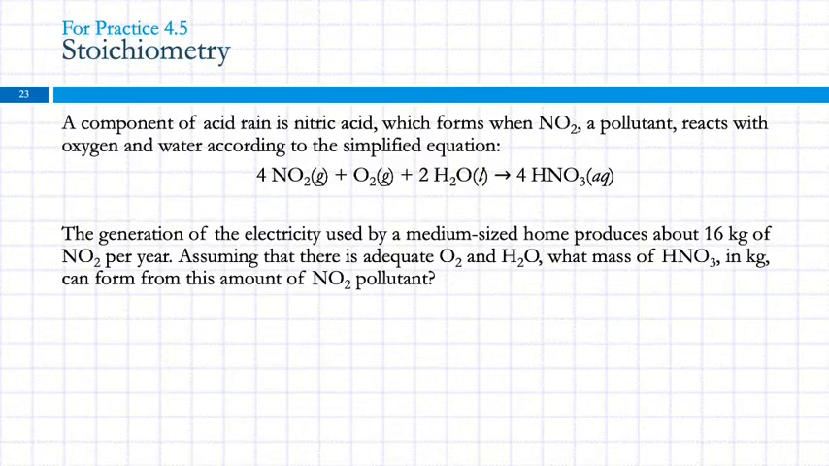The component of acid rain is nitric acid, which forms when NO2, a pollutant, reacts with oxygen and water according to this simplified equation. The generation of the electricity used by a medium-sized home produces about 16 kilograms of NO2 per year. Assuming that there's adequate O2 and H2O, what mass of HNO3 in kilograms can form from this amount of NO2 pollutant?